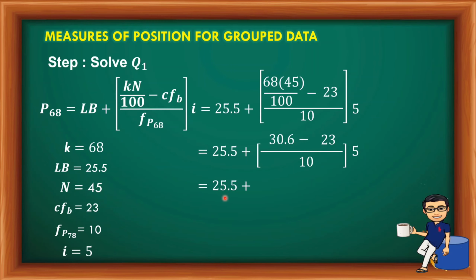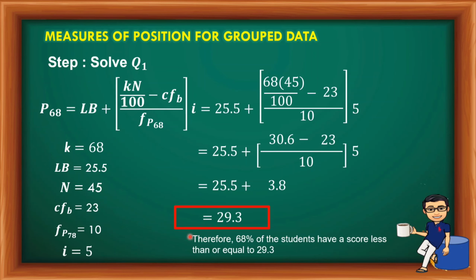Then copy uli natin ito. Then 30 and 6/10 minus 23 divided by 10 times 5. That is equal to 3 and 8/10. So pag inadd natin yan, yan yung magiging percentile 68 natin. So the meaning of that is, since we're talking of percentile, 68% of the students have a score less than or equal to 29 and 3/10.